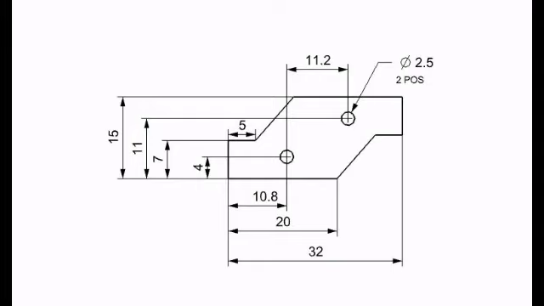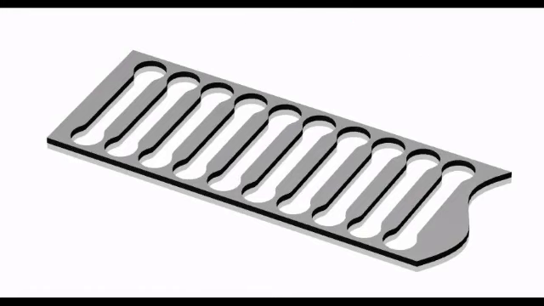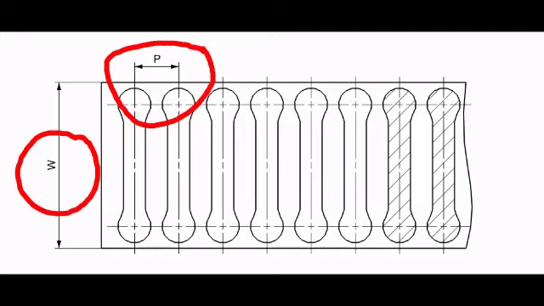So first of all, we'll start with the strip layout. The blank is a piece of flat material cut to any desired shape. Some blanks may have round, square or rectangular shapes. Some may be irregular shapes. You can see in the image the pitch and the width of the sheet.